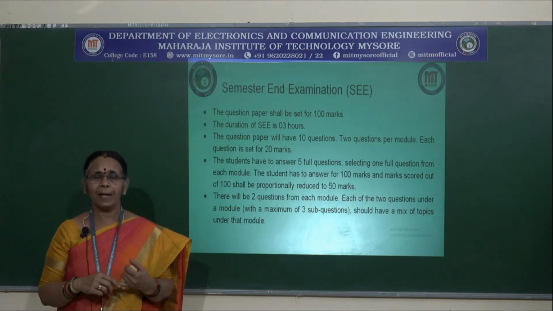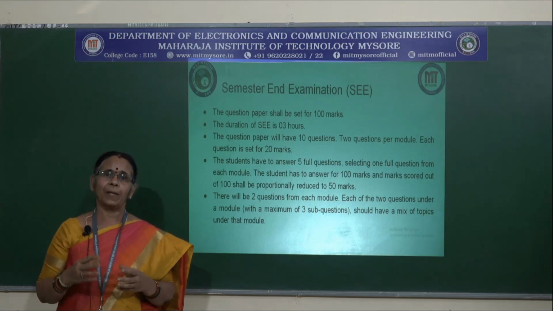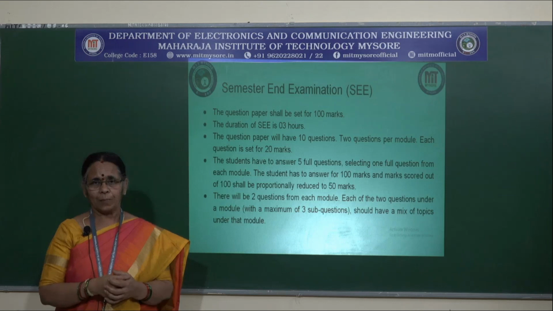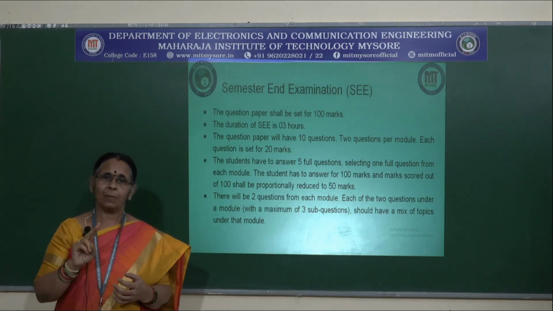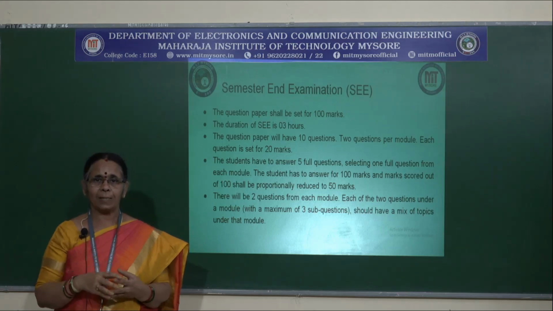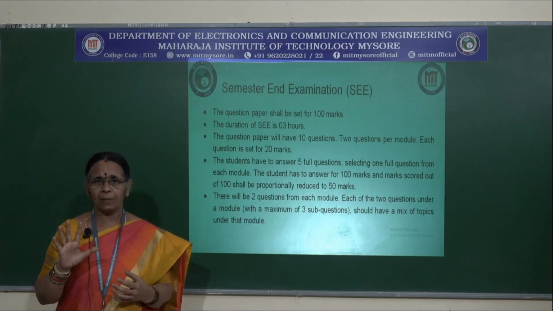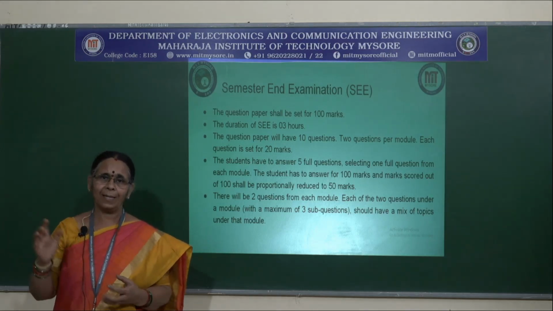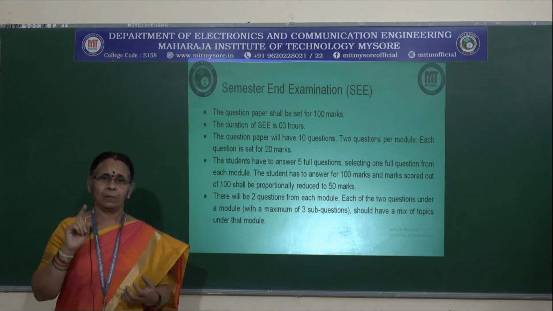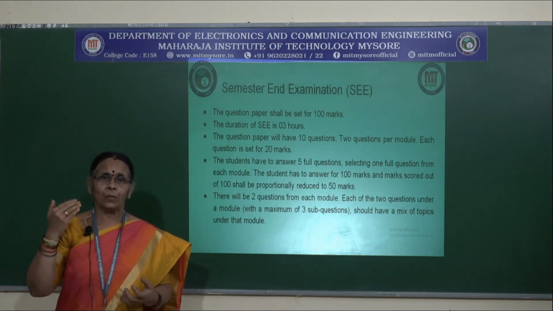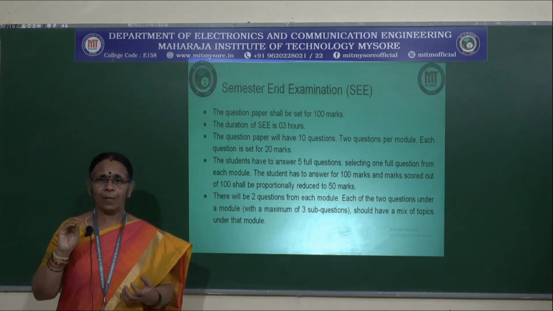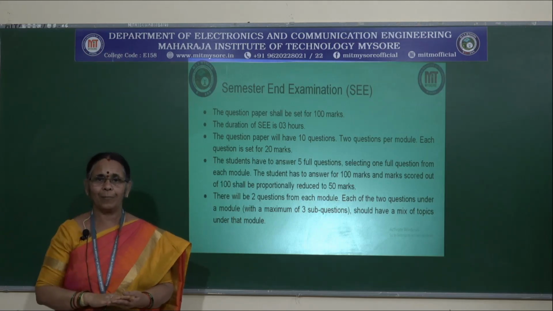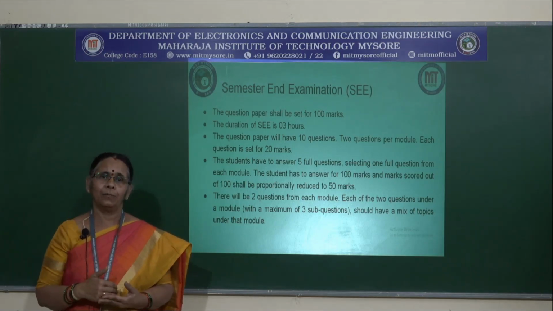Next we have the semester end examination. It will be conducted for 100 marks. There are 10 questions, 2 questions from each module. The student should answer 5 questions, selecting 1 question from each module: module 1, module 2, module 3, like that. Each question will be for 20 marks. If a student answers 5 questions, he will be answering for 100 marks. That will again be scaled down to 50.